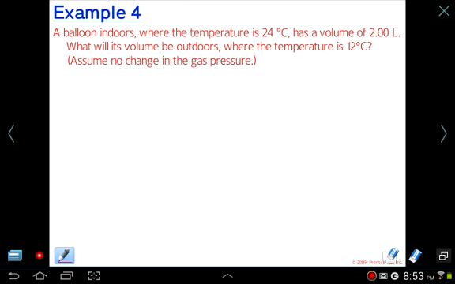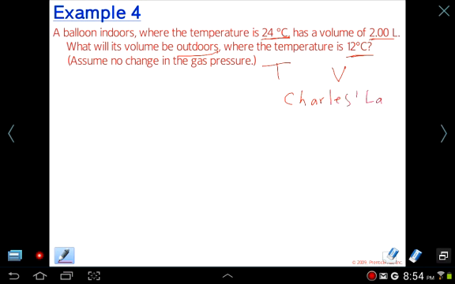Let's try another, similar example. We have a balloon at a temperature of 24 degrees Celsius and a volume of 2 liters. We are going to take the balloon outdoors where the temperature is 12 degrees Celsius. So here we're dealing with Celsius, which is temperature, and liters, which is volume. So our relationship is Charles' Law.